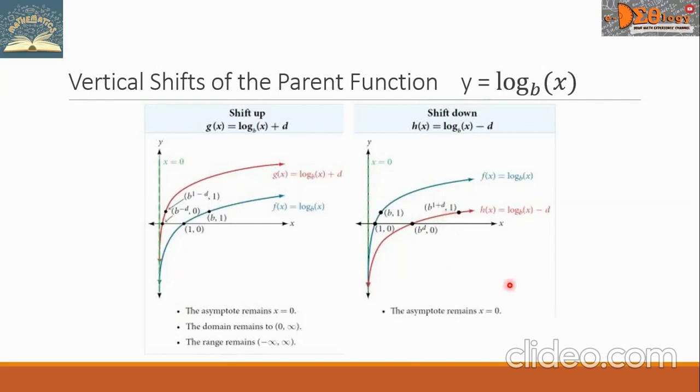The asymptote remains x equals 0, or the y-axis. The domain remains 0, comma, positive infinity, while the range remains from negative infinity to positive infinity.